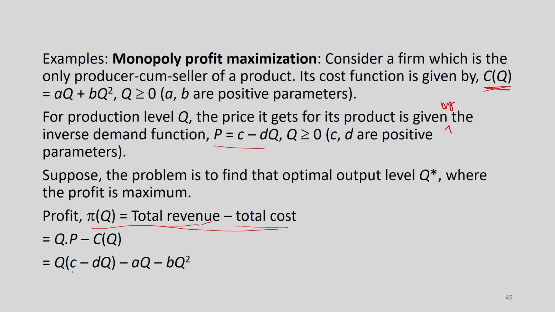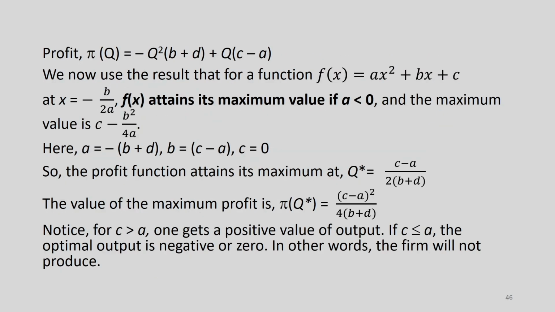In the next stage, I am just writing the inverse demand function, right. So, P I know is given by C minus dQ, I am using that, and I am writing the cost function, which is AQ plus BQ square. And then I am simplifying this a bit by taking the square terms in the first part, and then I am taking that part where you have Q multiplied with some constants.